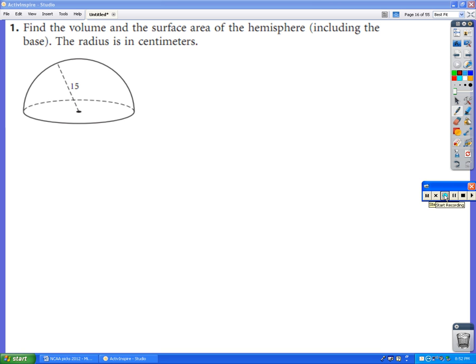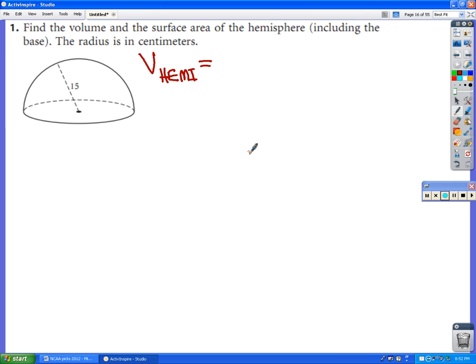Okay, so part D just gives us a couple of different things to look at here. First one is to find the volume and the surface area of a hemisphere. That's no big deal. So let's do the volume first. So the volume of this hemisphere, we've talked about this a number of times.